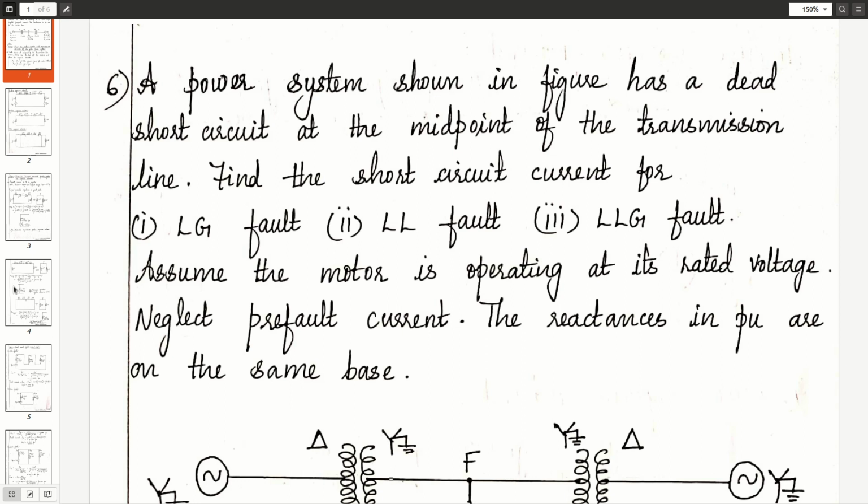A power system shown in figure has a dead short circuit at the midpoint of the transmission line. Find the short circuit current for LG fault, LL fault and LLG fault. Assume the machine is operating at its rated voltage. Neglect the pre-fault current. The reactances in per unit are on the same base.